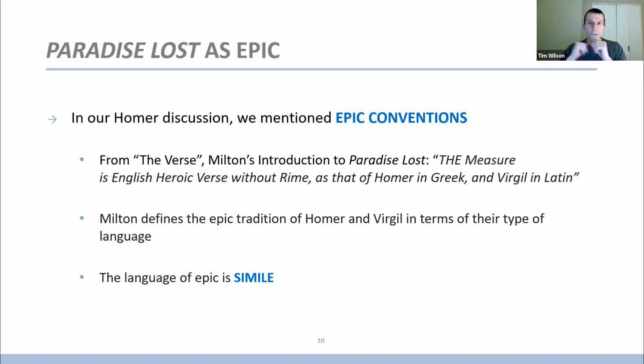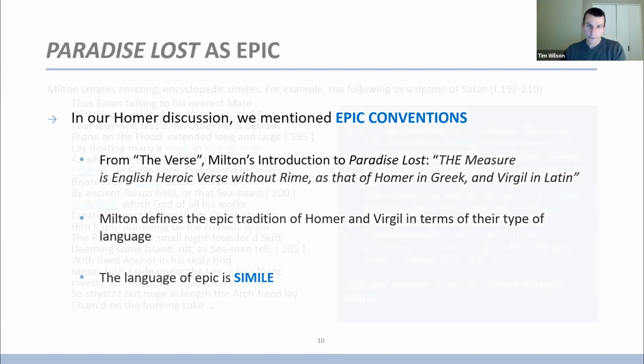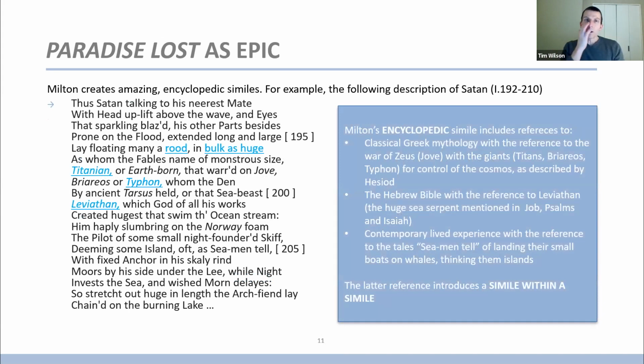And the language of epic is simile. Remember the similes that we've talked about in Homer and Virgil. All epic similes are expansive, but I want to make the point that Milton's epic similes are more expansive. He takes epic similes to a whole new level, right?